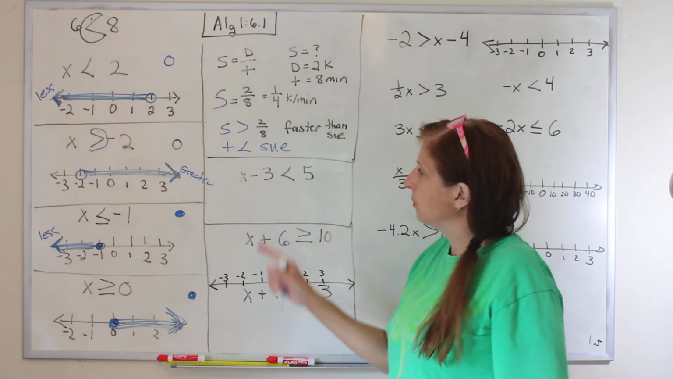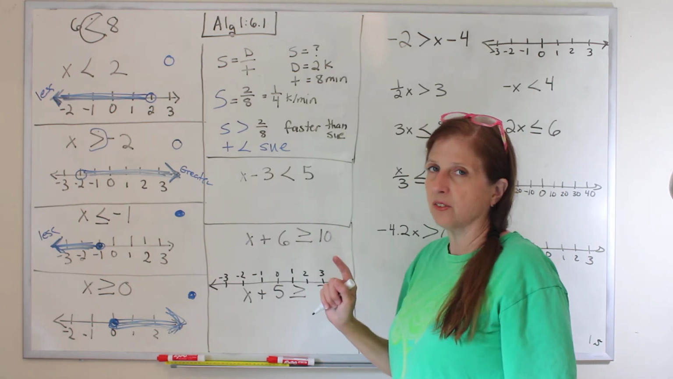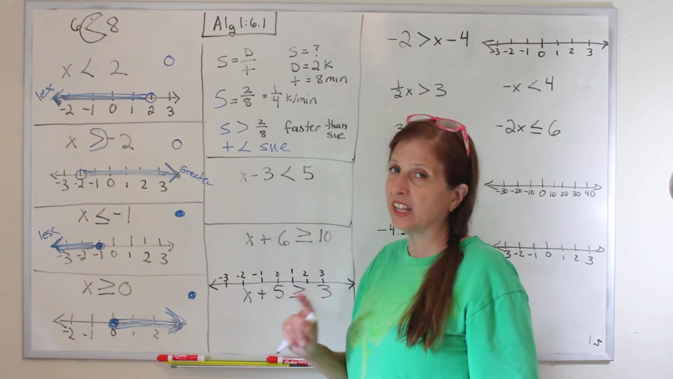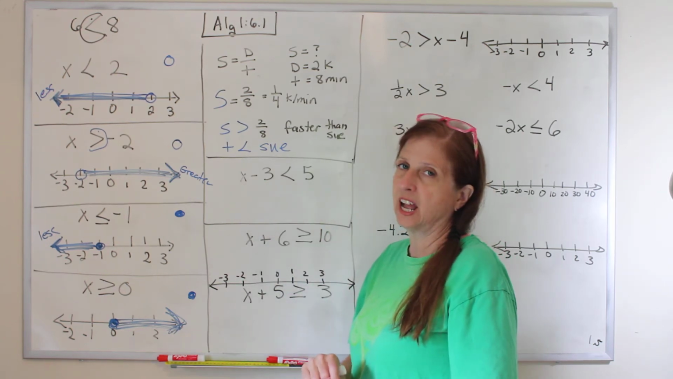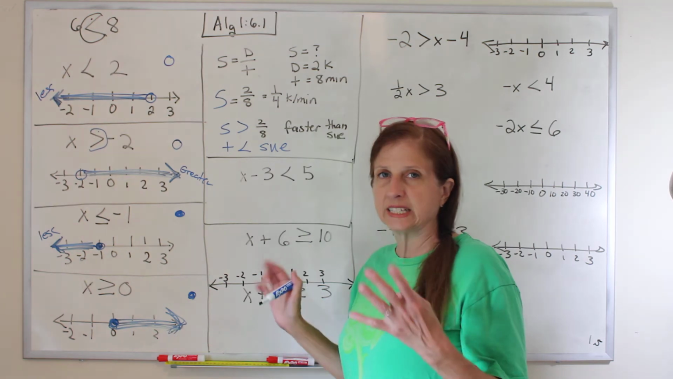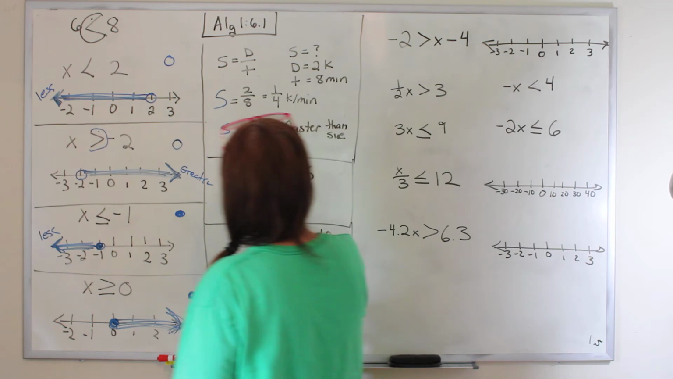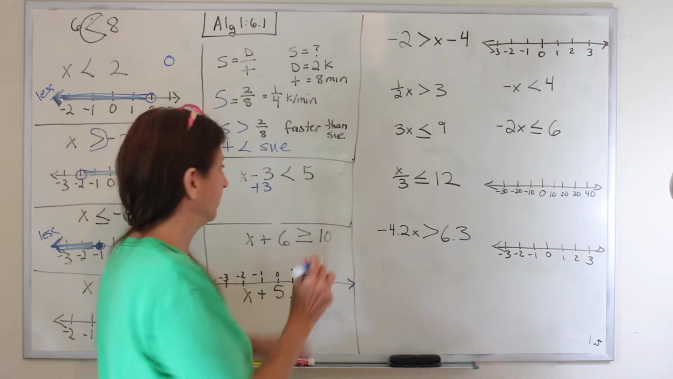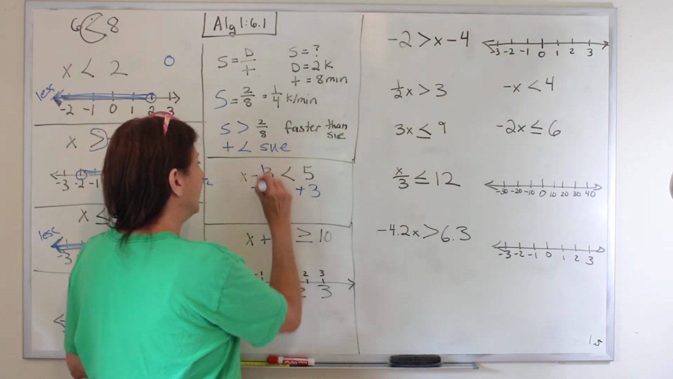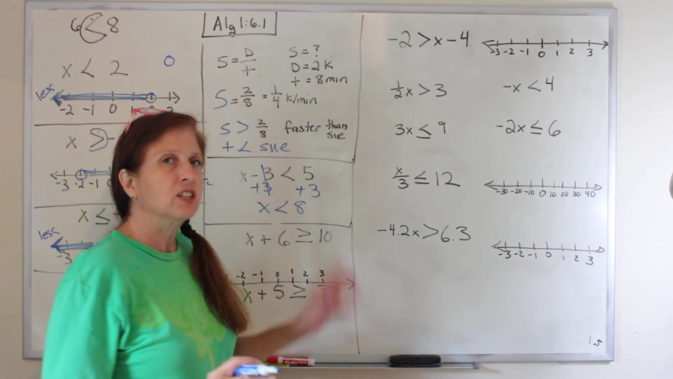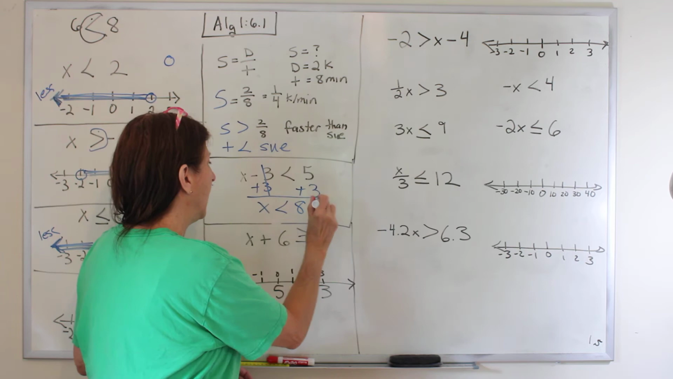But this is new. What about if x is not alone? We ask ourselves, why is x not alone? On its side of the inequality, it has a -3. We do the same thing. What's the opposite of -3? +3. What we do to one side, we do to the other. These cancel out, and x is less than 8.